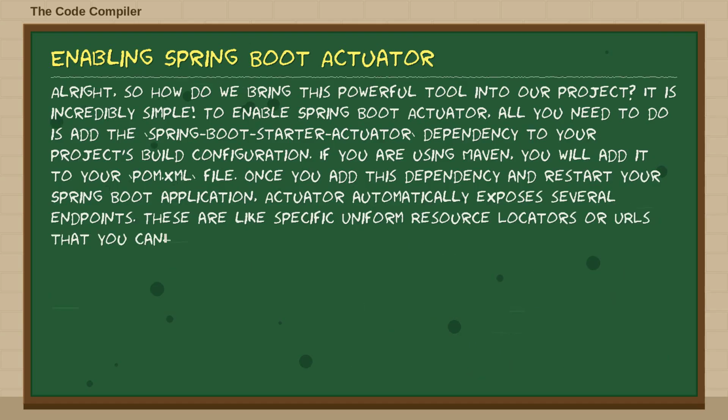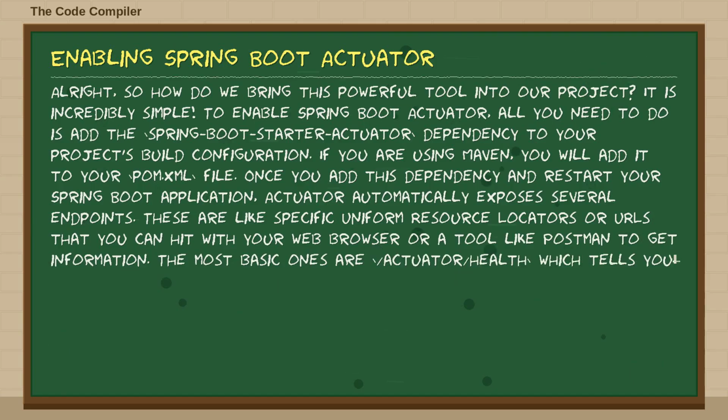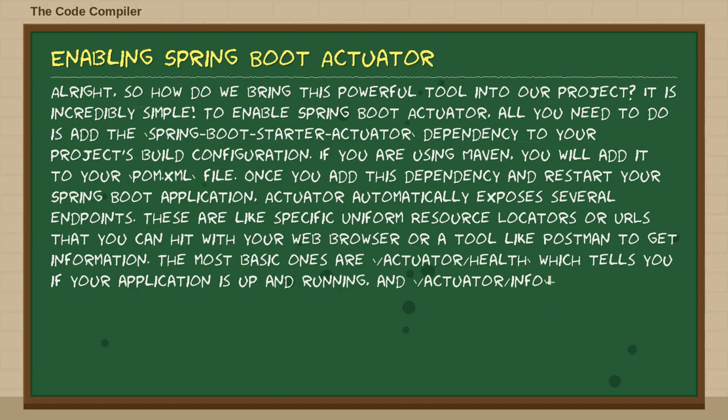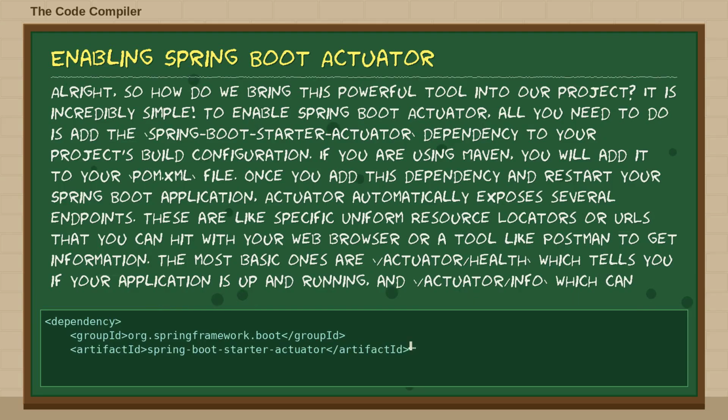These are like specific uniform resource locators or URLs that you can hit with your web browser or a tool like Postman to get information. The most basic ones are Actuator Health, which tells you if your application is up and running, and Actuator Info, which can provide general application information. Let us see the dependency you need to add.